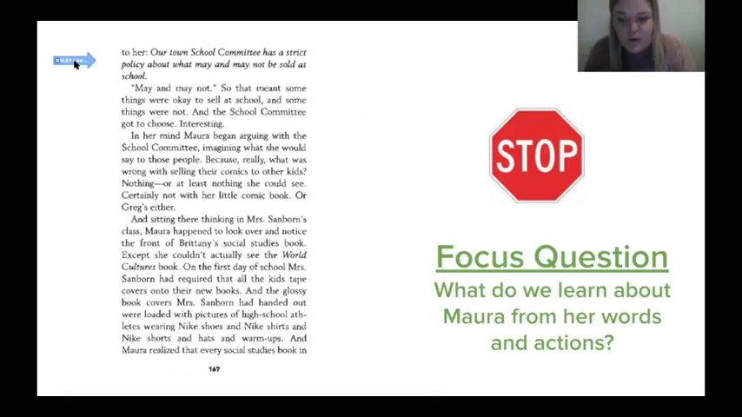Focus question. What do we learn about Mara from her words and actions? This is a skill we worked on a lot through Lunch Money, so you guys should be pros at this point. Hopefully you don't need my help at all. So just think about through this page, what do we learn about Mara?